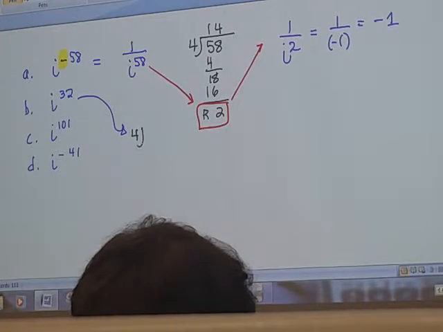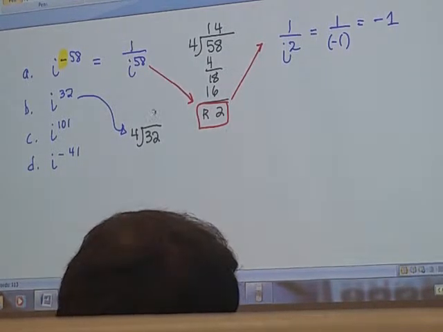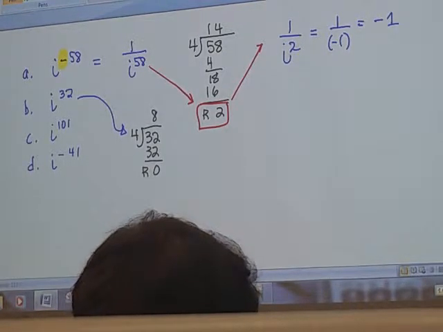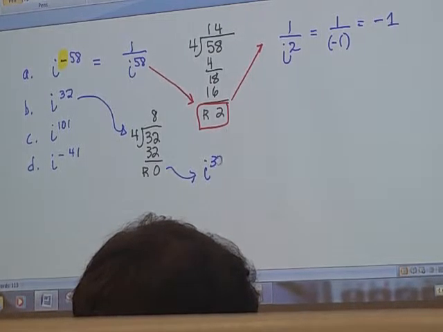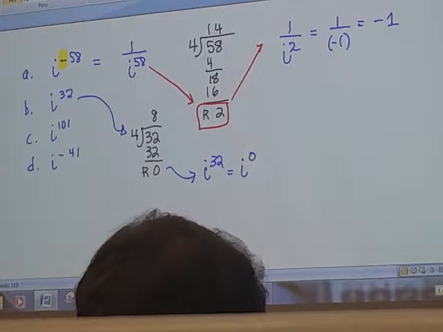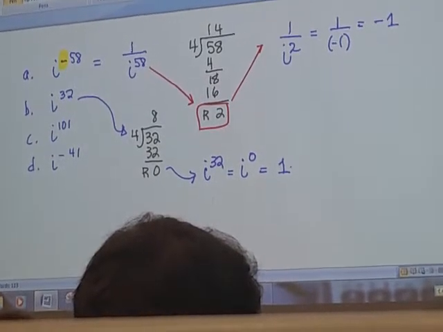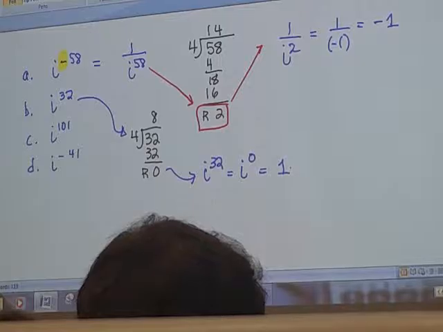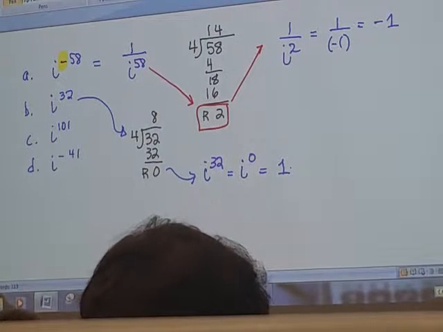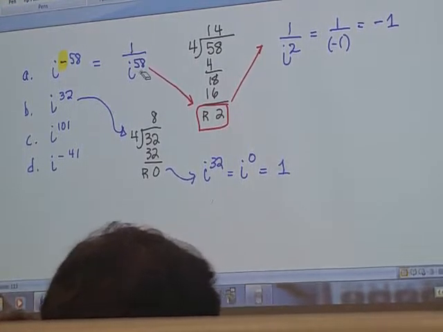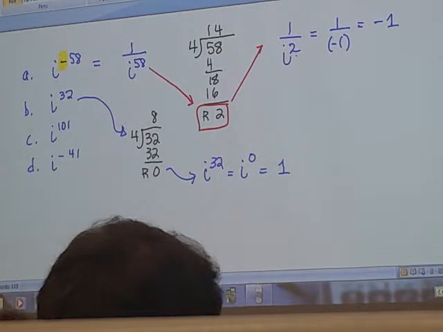So 4 goes into 32 8 times, 0 remainder. So now that means that i to the 32 is going to become i to the 0, and anything to the 0 power is 1. And that's it. So you either just directly write it with the remainder, and then you can type that into your calculator if you don't recognize what it is, or you have a negative sign, so you put it under, you do it, and then you type it.